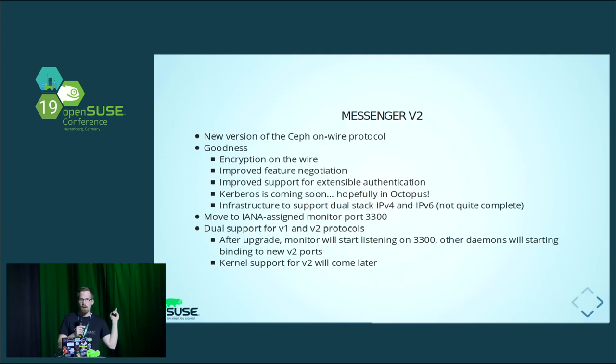The cool thing is, the idea behind this, that we also support dual stack, like IPv4 and IPv6. That's not fully complete yet. So right now, you can either choose between 4 or 6, but it's in the last stretch. We also moved the monitor port to 3300, the IANA port that we got already a while ago. And you don't have to worry. We have dual support for the old messenger and the new messenger version. So if you upgrade, for example, the monitors, they will just listen on the other port as well. If you have daemons that could connect to the new one already, they will do. And if they won't, they will just connect to the old port and Messenger V1.